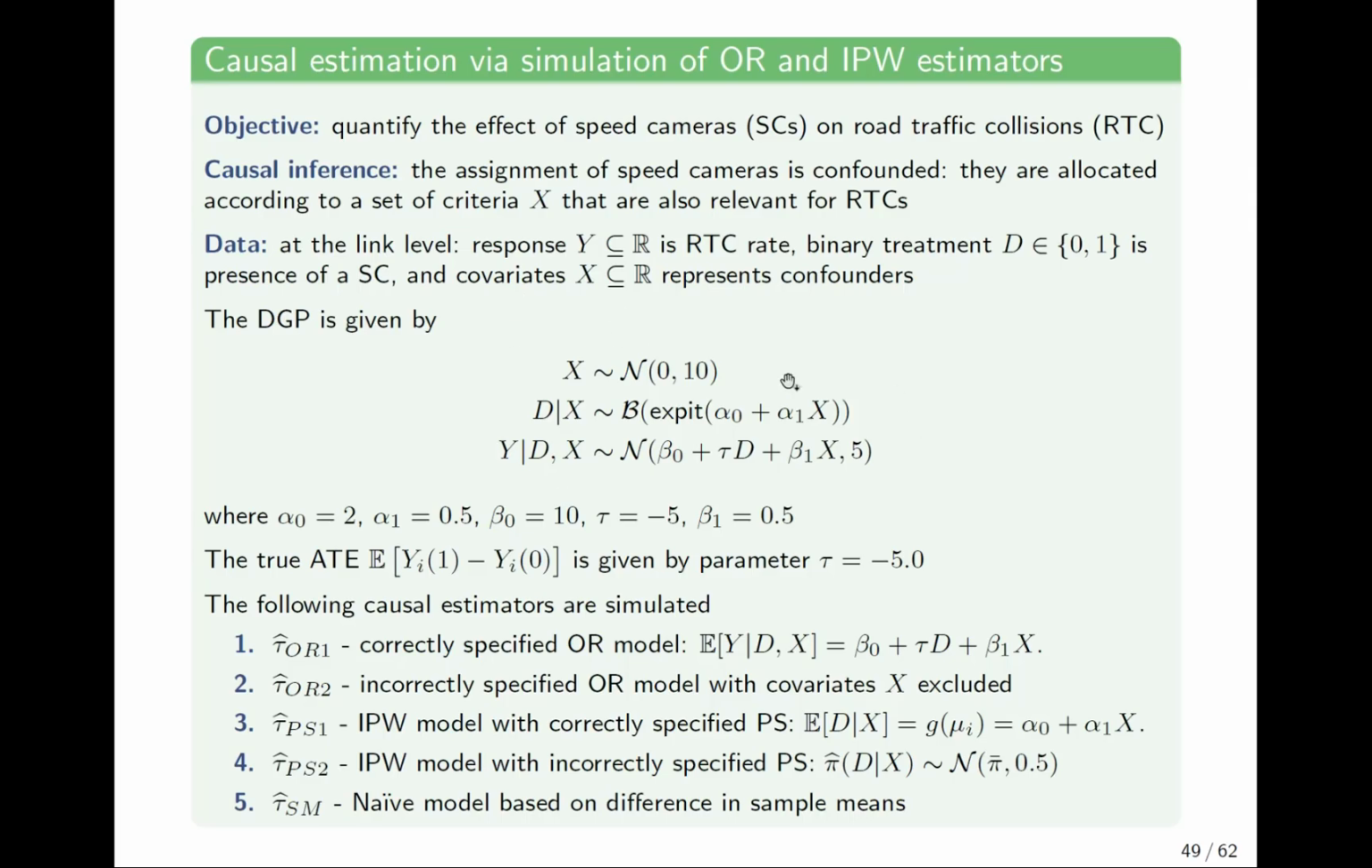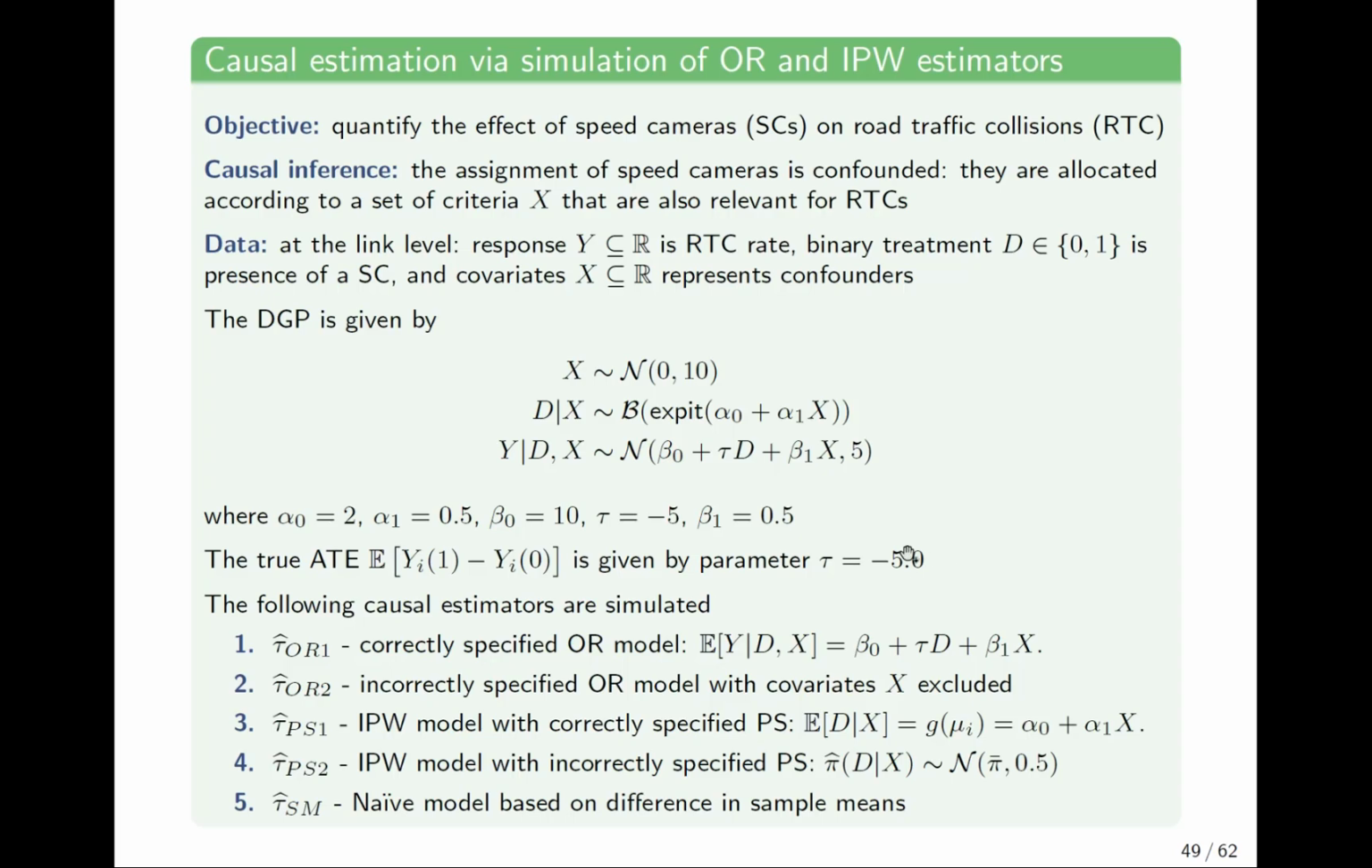This is the data generating process. So you can see here that X is relevant for assignment to treatment, and it's also relevant for outcome, as is D. Therefore, we have confounding. These are the parameter values we've set in the simulation. We want to estimate the average treatment effect, and that's given by parameter tau, which equals -5. So that's the true causal effect that we want to estimate.